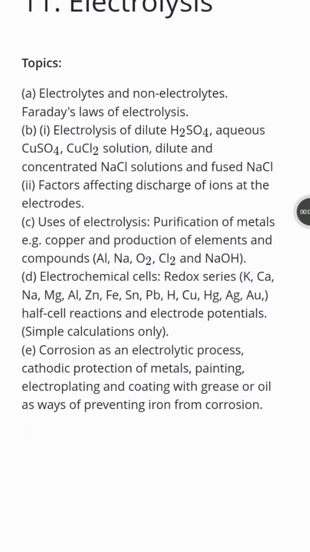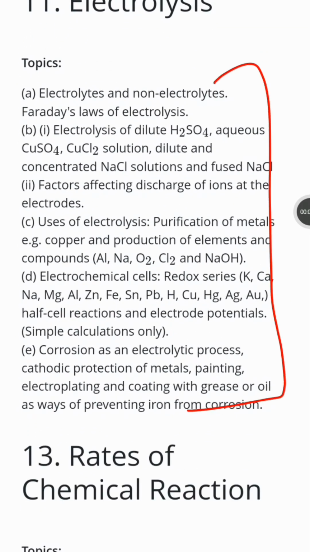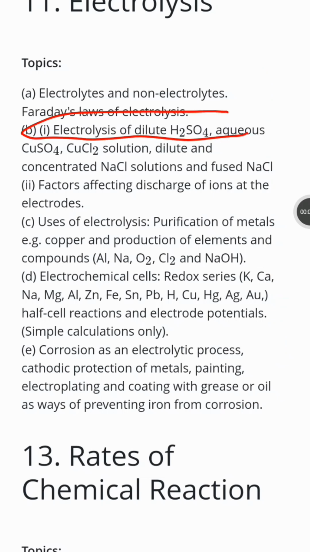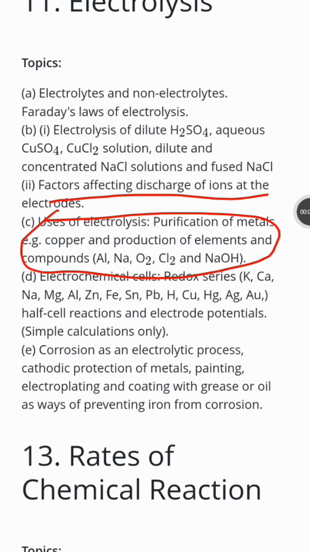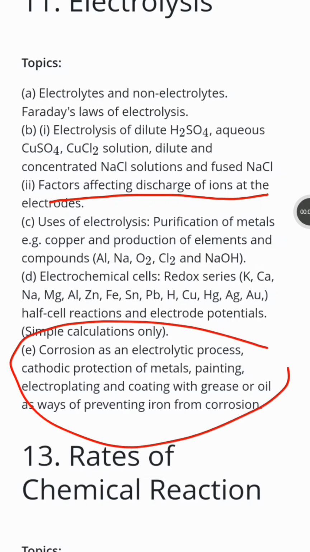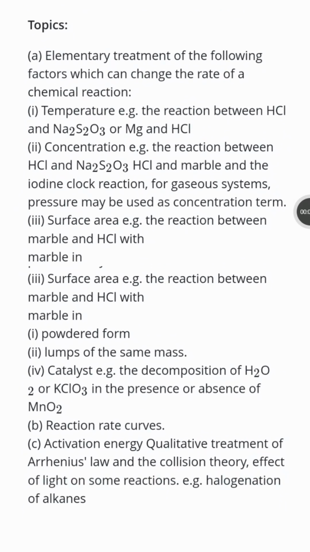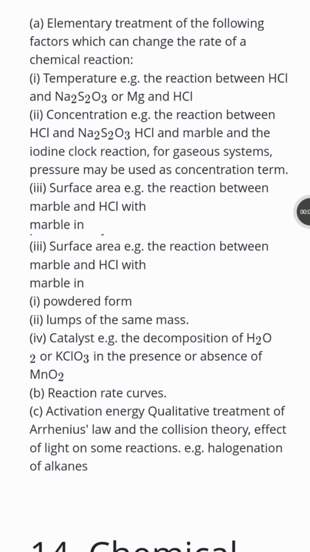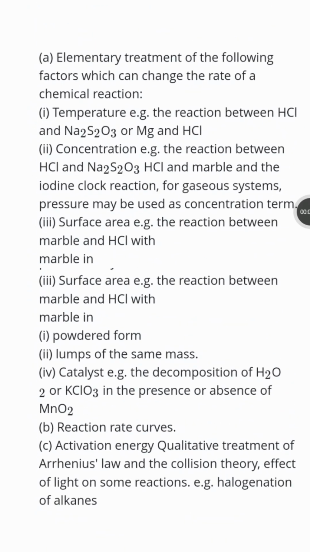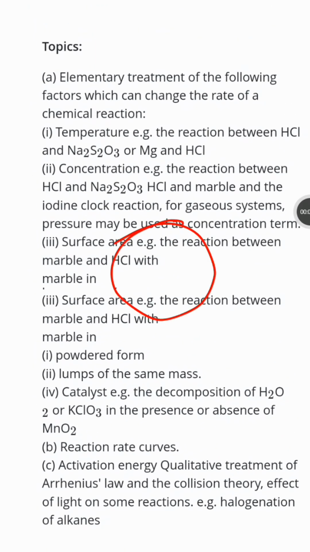The next one is electrolysis. Also very important. This chapter talks about the definition, the varieties of electrolysis, the calculation aspects, types of electrolytes, factors affecting the discharge of ions at electrodes, and uses of electrolysis, what it is used for. Then corrosion as an electrochemical process, very important. Then the rate of chemical reaction: surface area, addition of catalyst, temperature, reaction rate curves, and so on. So this topic is very important too.